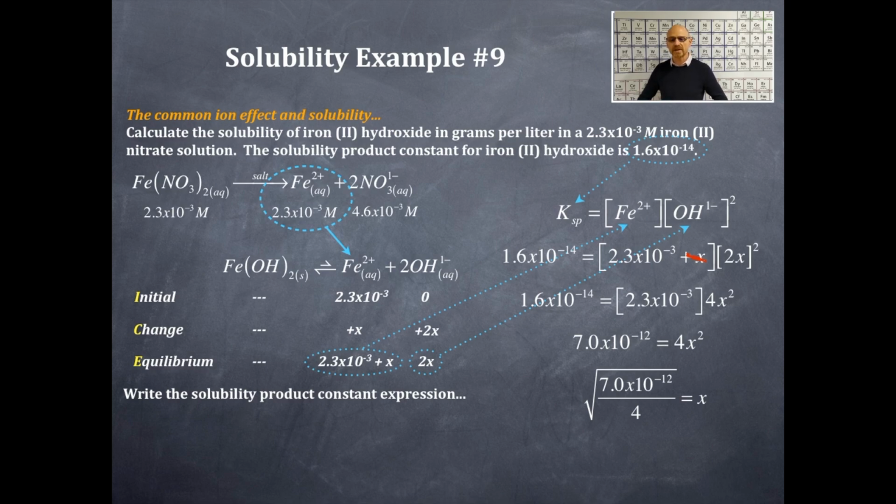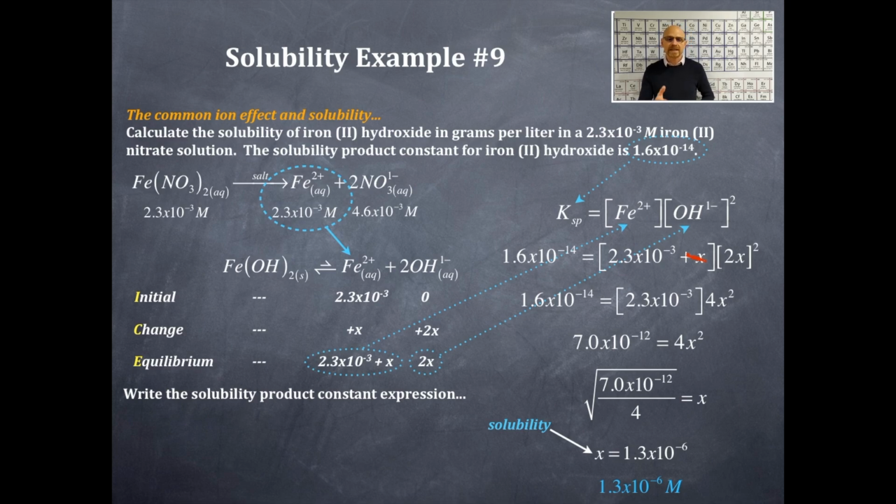That is the 7.0 times 10 to the negative 14 divided by 4. Take the square root of that. That will give me x. Here is the value for x. x is 1.3 times 10 to the negative 6. So x is equal to the solubility. This is the solubility, and this is molarity. So that's 1.3 times 10 to the negative 6 molar for the solubility in this problem.